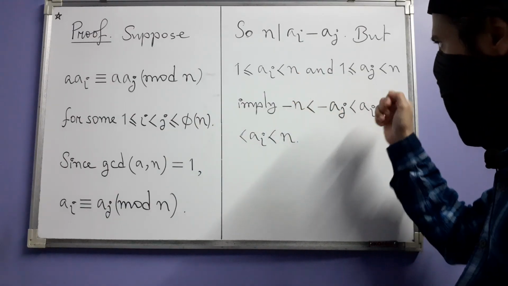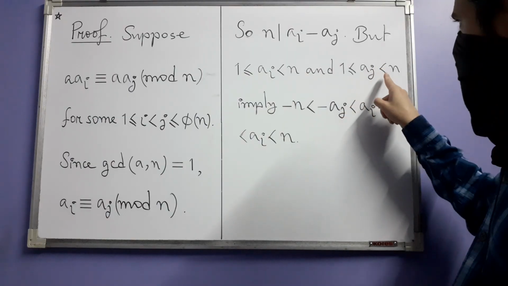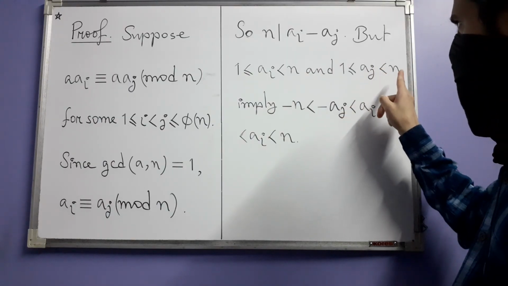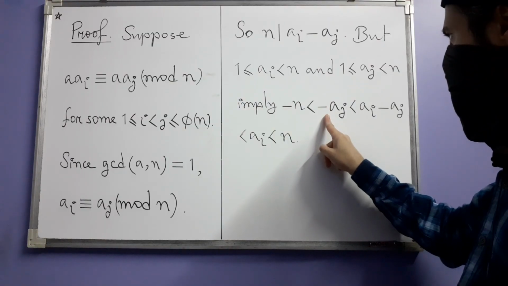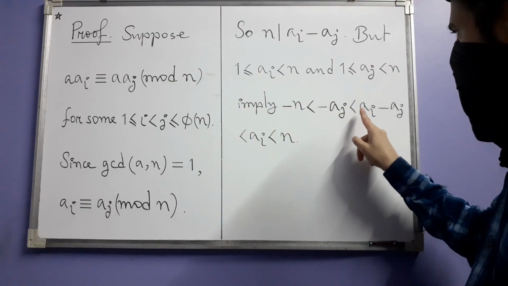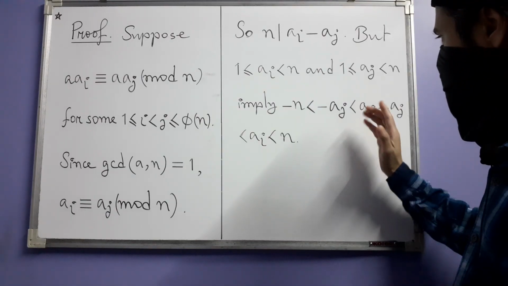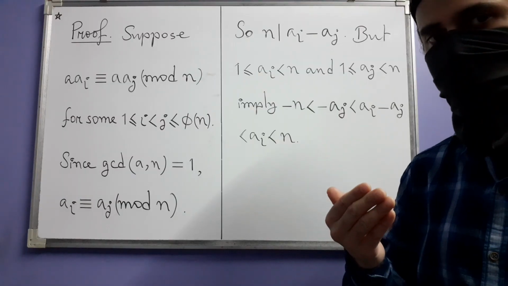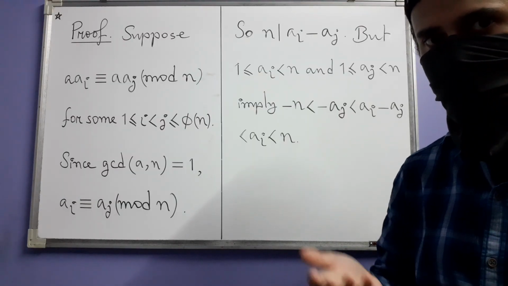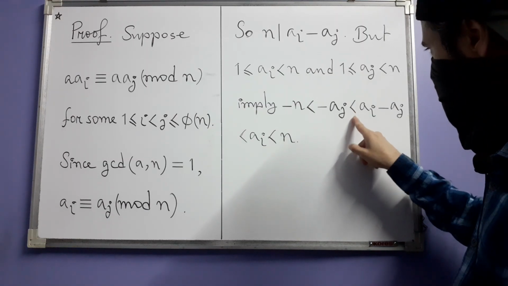And from them, we get these further inequalities. If you multiply this last inequality on both sides by minus 1, you get minus n less than minus aj. But minus aj is less than ai minus aj. Why? Because if you add ai to minus aj, you are adding a positive integer. So that means it will increase. So that's why this strict inequality.